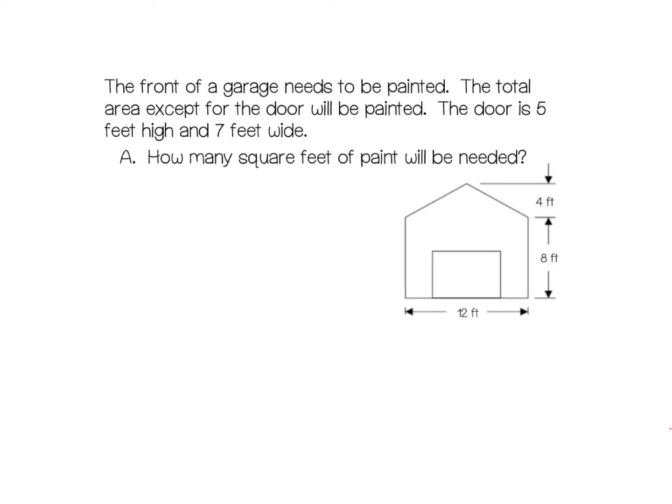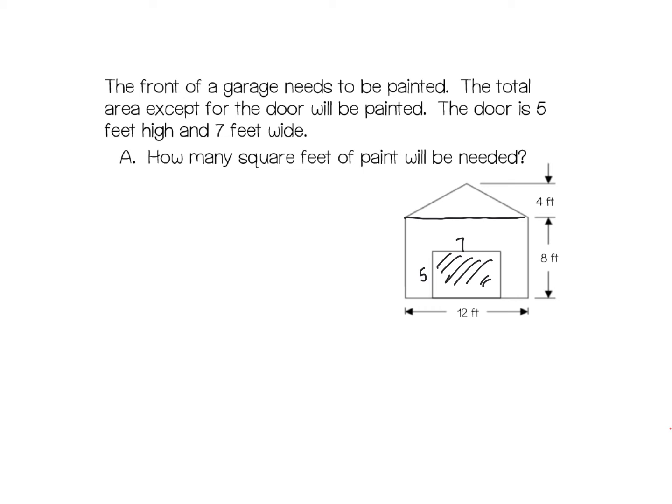The next one says, the front of a garage needs to be painted. The total area, except for the door, will be painted. So we are not painting this doorway here. The door is 5 feet high and 7 feet wide, so this is 5 by 7. How many square feet of paint will be needed? We're really just going to have to divide this into 2 different shapes here. So I see this bottom rectangle minus the door, and I see that top triangle.